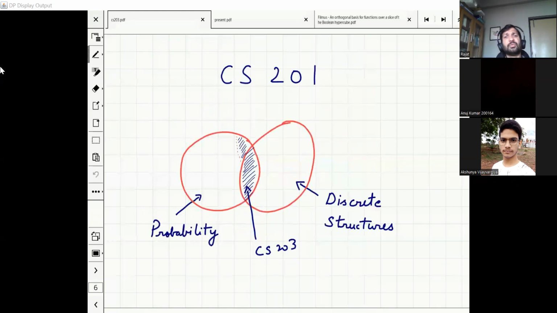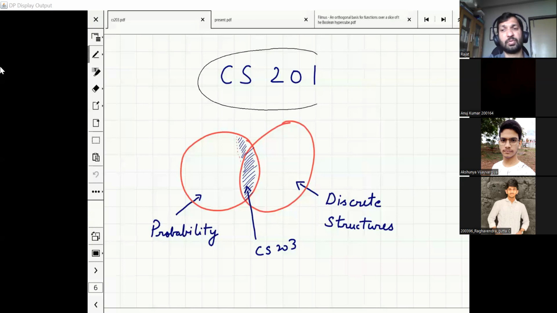Let's start with kind of a slightly bigger introduction to this course. What are we going to study? Why are we going to study probability? Before that, you have looked at CS201. Would someone like to tell me what did you see in this course, CS201? What was taught?